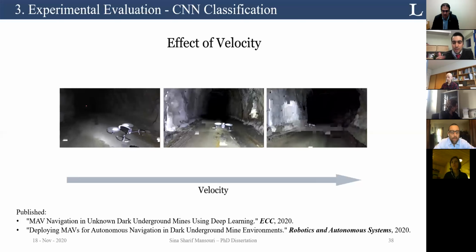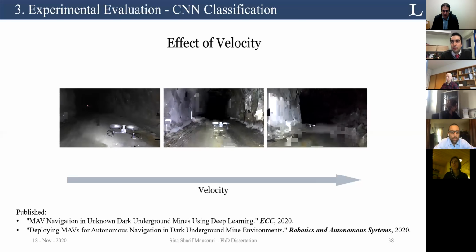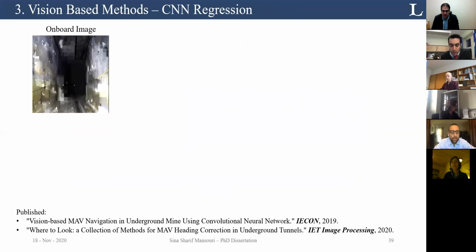Then, due to this bang control, which was actually expected, I moved toward regression approaches for finding the heading. And the problem is that underground mines are very hard to get access to, and there is very little data. And CNNs or deep learning methods, most of them, need a high amount of data sets for training.